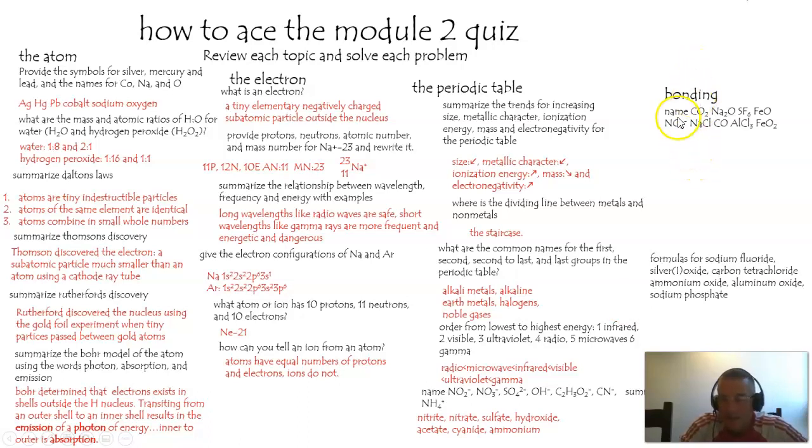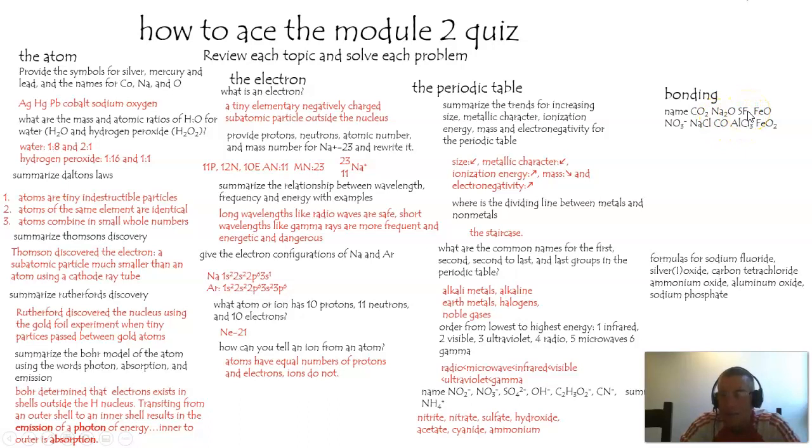Time for bonding. Name me CO2, Na2O, etc. I guess in case you only are listening to these, I'll say each one, then name it. CO2, that's carbon dioxide. Na2O, well, if it's a metal followed by a nonmetal, we call those salts or ionic compounds, and we do not use the mono-di-tri prefixes for them. So not disodium oxide, just sodium oxide.